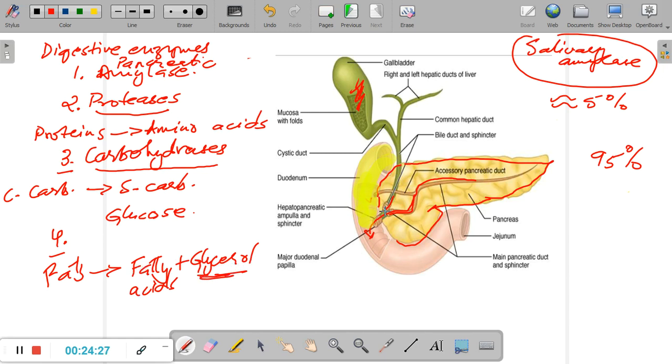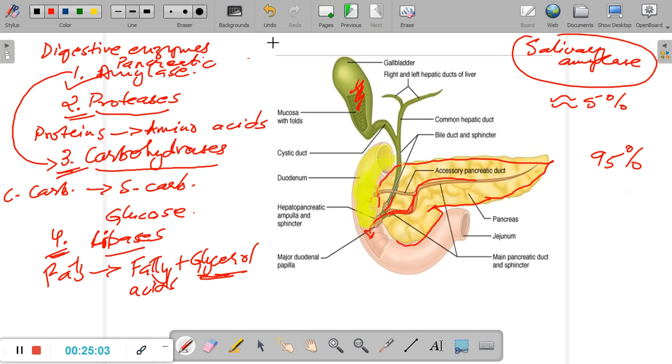Now, what is secreted by the pancreas that will digest fats? The name of those enzymes? Fatases? No, unfortunately here we don't call them fatases. We call them lipases. So, very quick revision again. What are the four secretions of the pancreas? Pancreatic amylase, proteases, carbohydrases, and lipases.